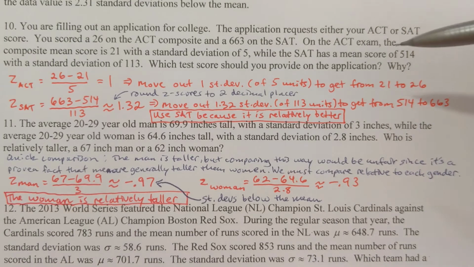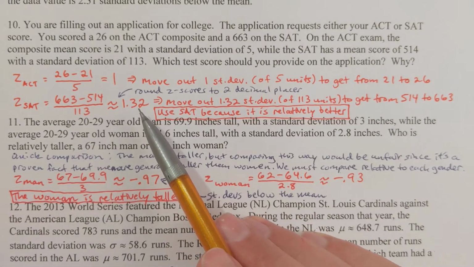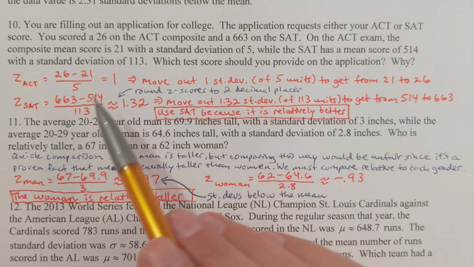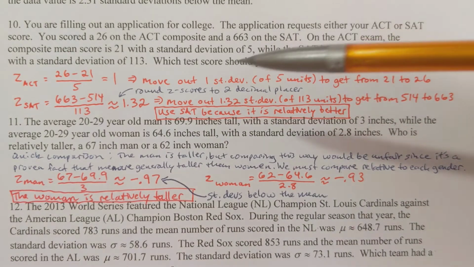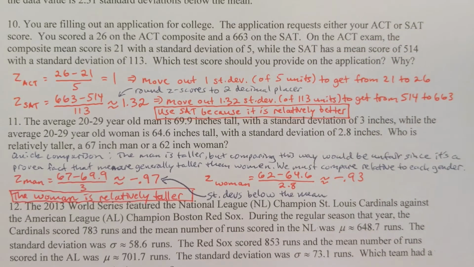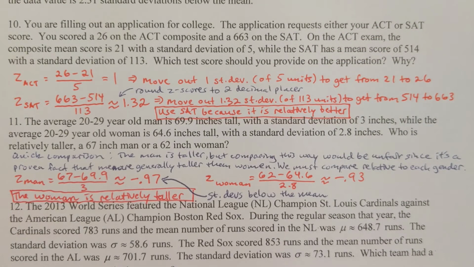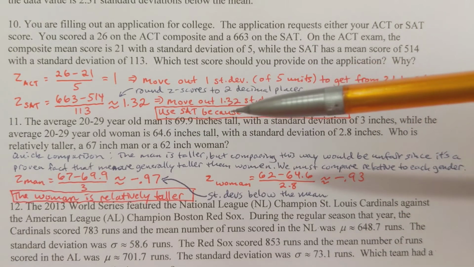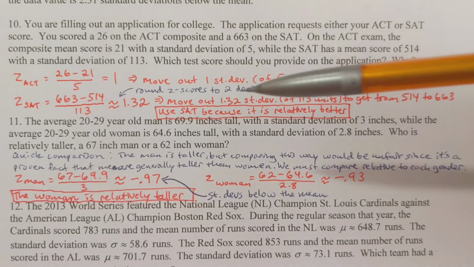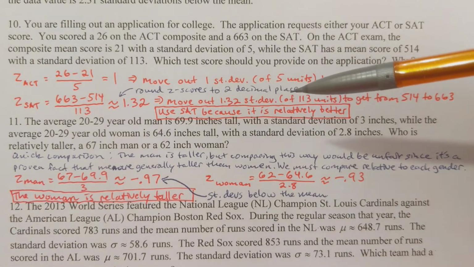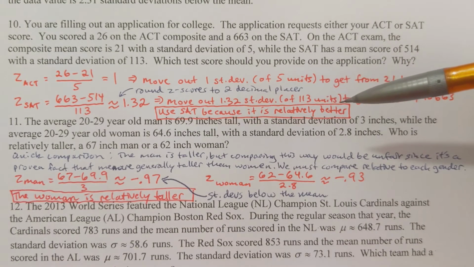Now, which test score should you provide on the application? Well, the SAT score had a bigger z-score, so it's relatively better. Both scores were positive, right? So you did above the average on both tests. It's just that if you're going to provide this on an application to a college, the one for the SAT is going to make it look better, since that had the bigger z-score. So I want to use the SAT because it's relatively better.